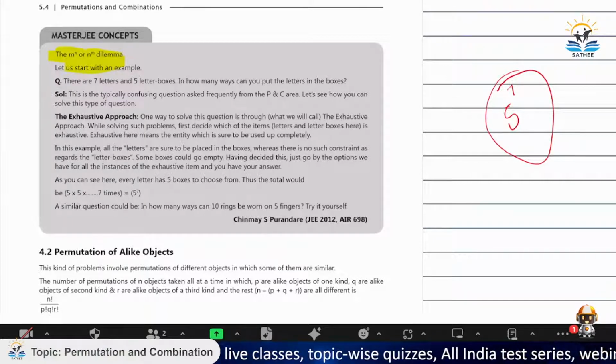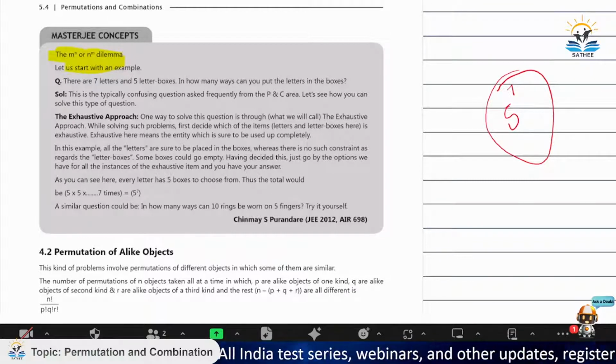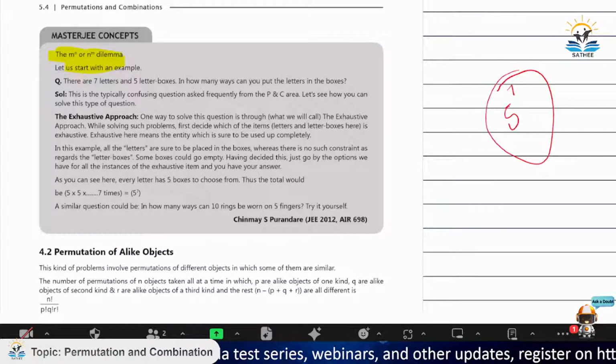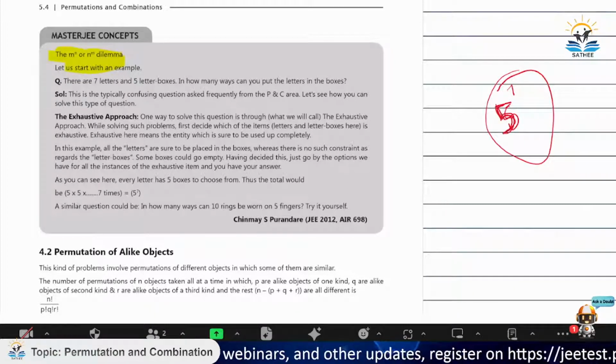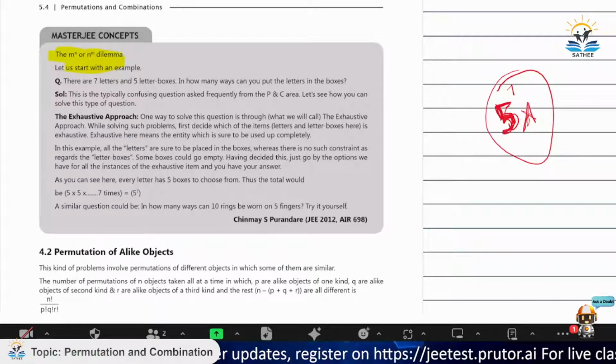So letters are to be placed in the boxes where there is no such constraint on the letter boxes; some letter boxes could go empty. Having decided this, just go by the option having the instances of the exhaustive item, and you have the answer. तो वो ये है कि हमें 5 लेटर बॉक्सेस में चूज करना था ना हर एक लेटर के लिए, तो हमारे पास 5 चॉइसेस थीं और वो हर लेटर के लिए डिफरेंट है, तो हम उसको 7 टाइम्स मल्टीप्लाई कर देंगे, we get an answer.